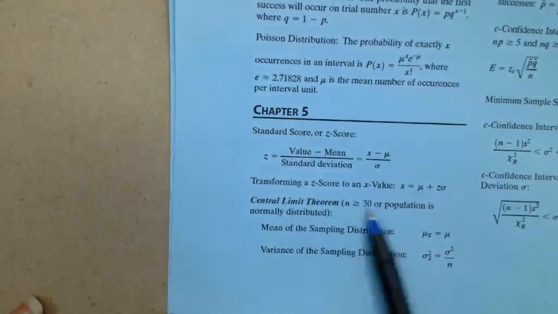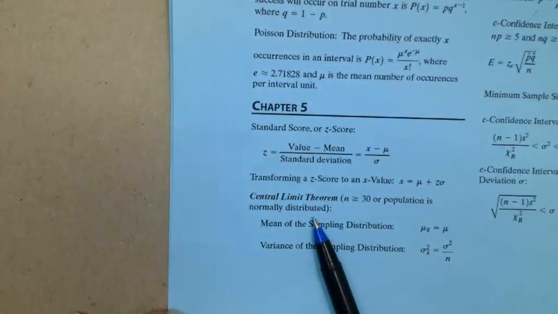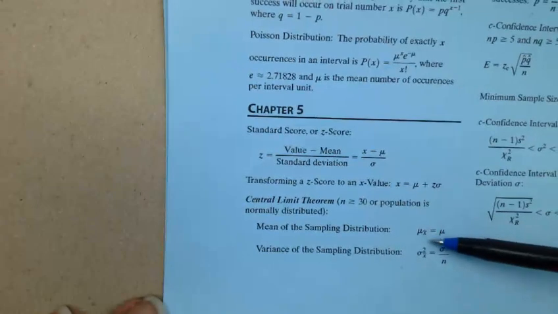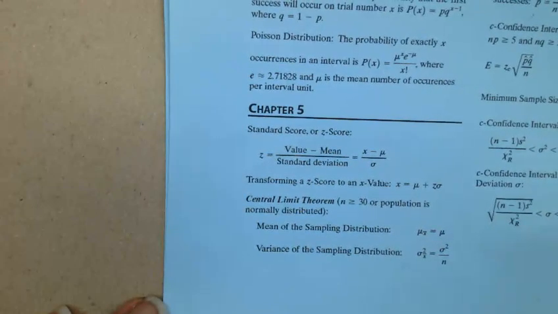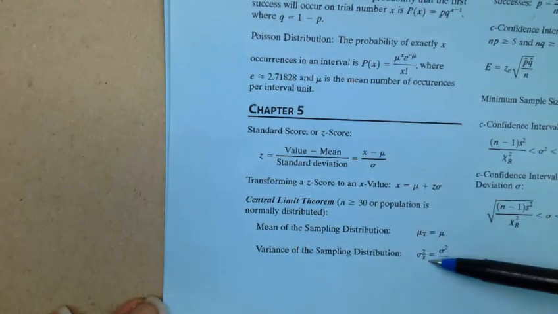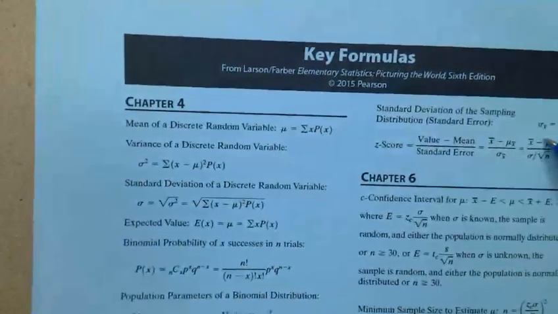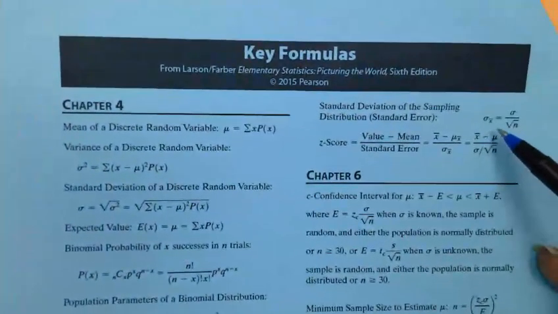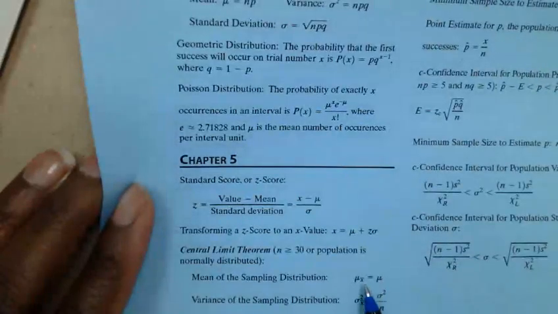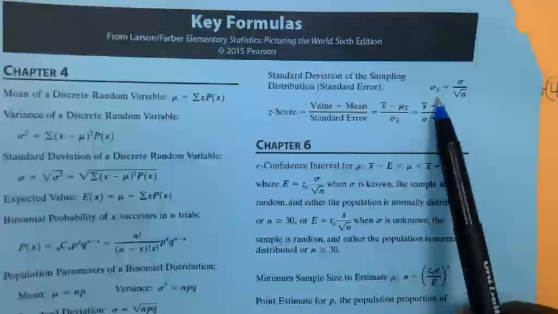Central limit theorem, that's the condition. This is stating that you have a sampling distribution. When you have a sample, so there's a slight difference. This is population mean. This is the mean of your sampling distribution. This is population variance. This is the variance of your sampling distribution, and so forth for your standard deviation.